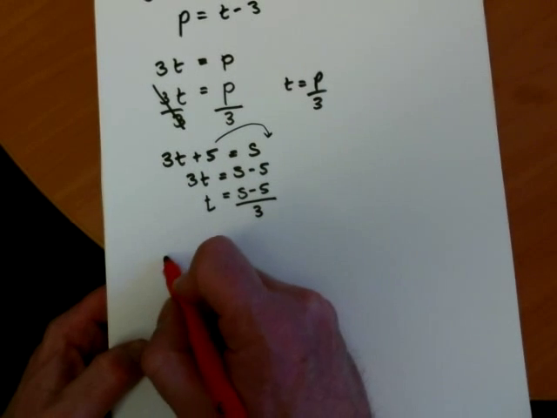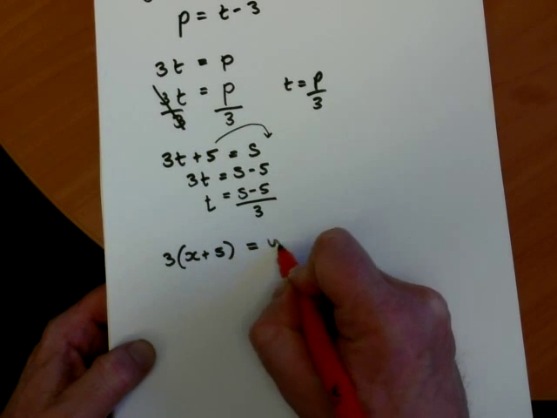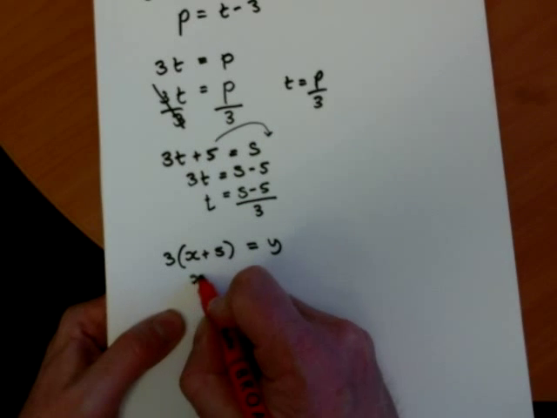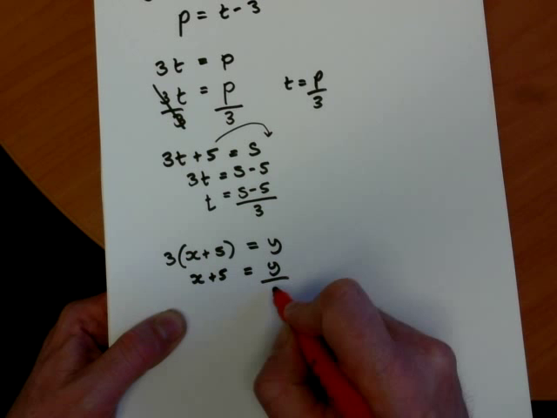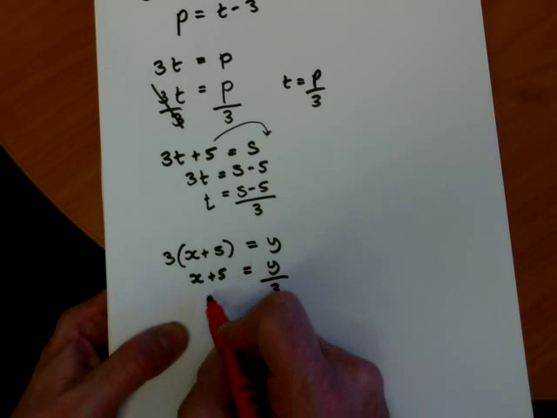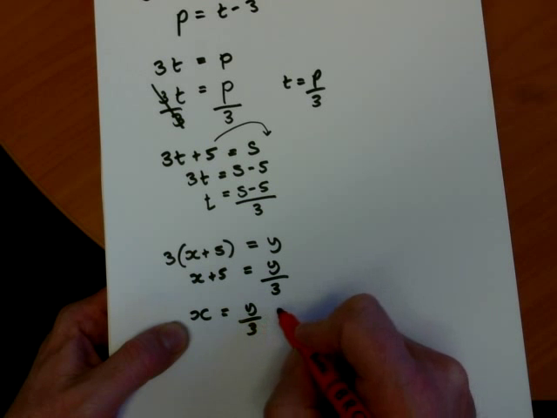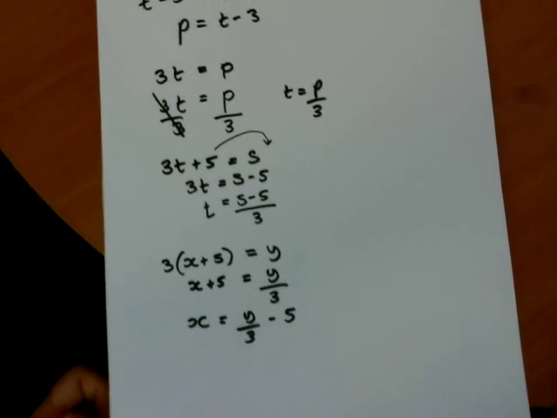So we'll move on to something now with brackets: 3(x plus 5) equals y. So how am I going to do this? Well, this time the first thing that was done to x was to add 5 and then multiply by 3. So we'll undo the 3 first. So the 3 is multiplying x plus 5, so we take it across to the other side, and it divides our y by 3. And now we want to remove the plus 5. So to get x on its own, we must take the 5 off both sides. So it goes across to the other side, and we have x equals y over 3 minus 5.